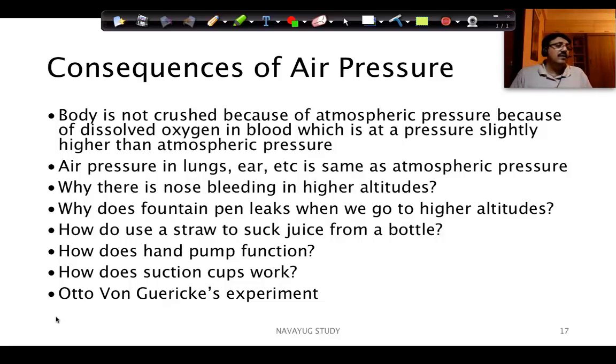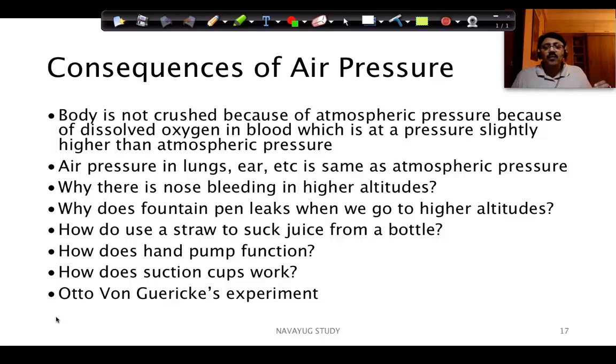When you are not at a higher altitude, your blood pressure is the same as the atmospheric pressure. But when you go there, the atmospheric pressure decreases, whereas the blood pressure inside is higher than atmospheric pressure. So what happens? Sometimes it bursts. Understood? So that is what's happening.